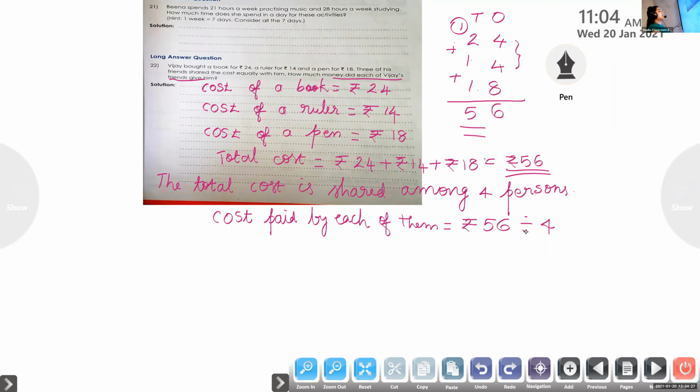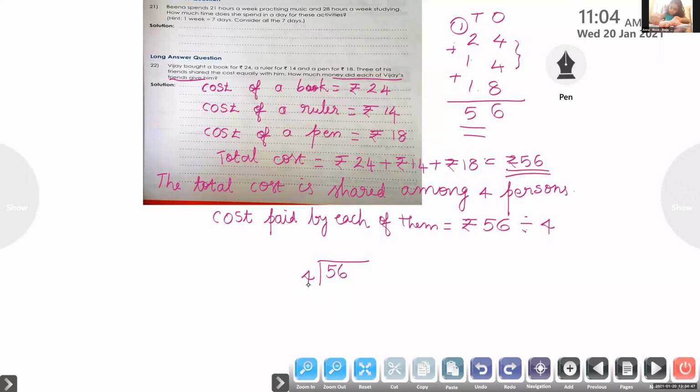Anyway, 56, is it coming in the table of 4? No. So we have to follow the steps and do the division. So 56 divided by 4. So first we have to divide 5 or 6.